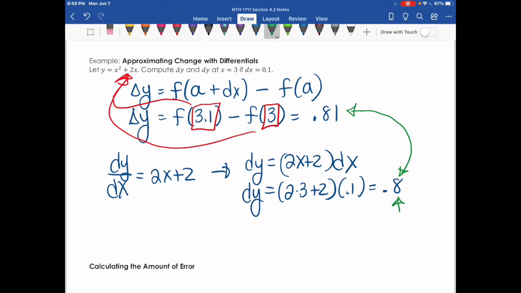So now, if you compare the two, this is the change on the tangent line at x equals 3. Next, the change of y on the tangent line: if you move over 0.1, you go up 0.8. Now, if you look at the change of y on the value of the function, if you go over 0.1, you go up 0.81 on the function.